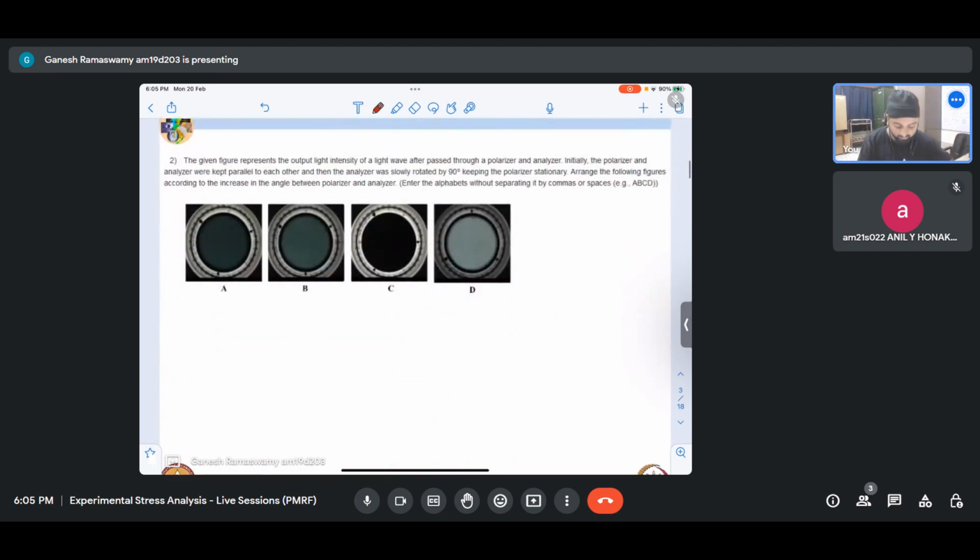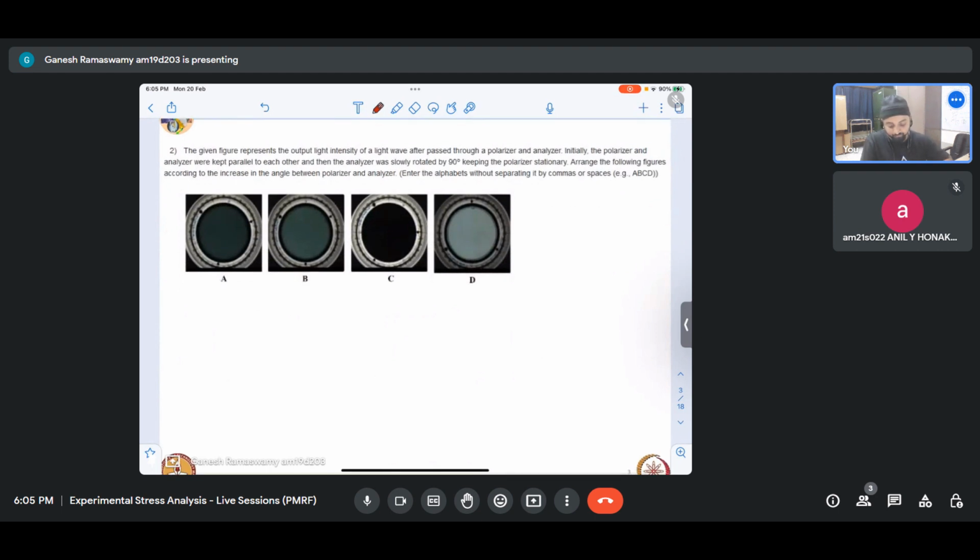Okay, so let us look at this one. The given figure represents the output light intensity of a light wave after passing through a polarizer and analyzer combination. Now, polarizer and analyzer are basically one and the same. It is a sheet made of a special kind of optical material, with a response which allows only one direction.